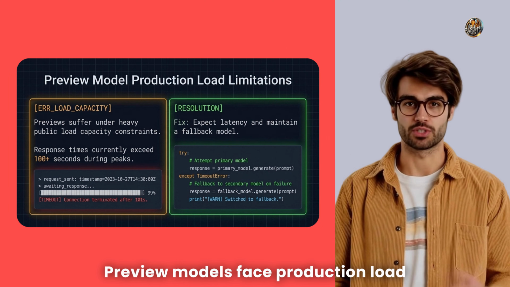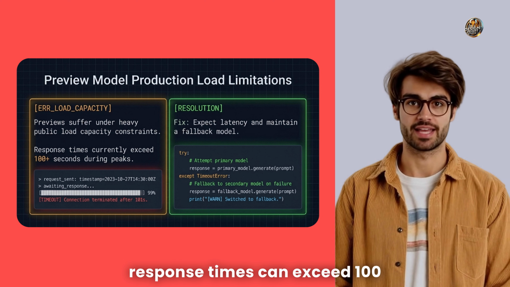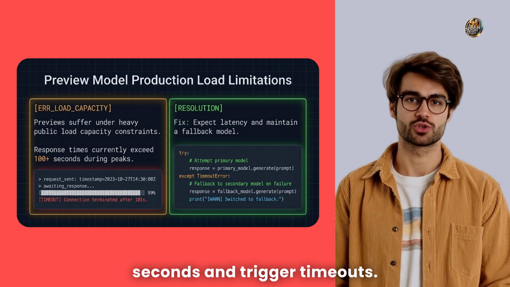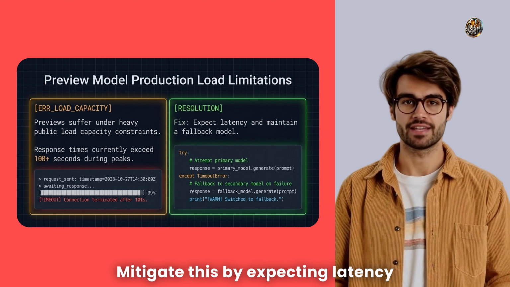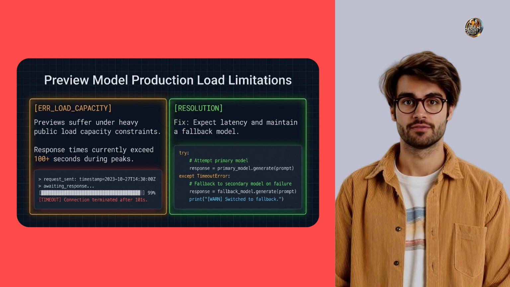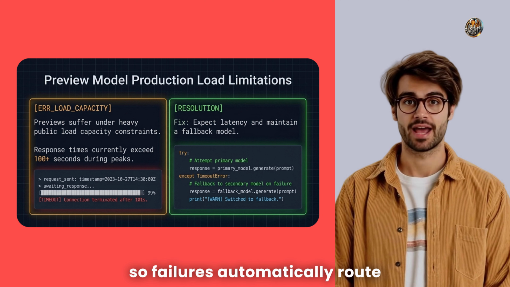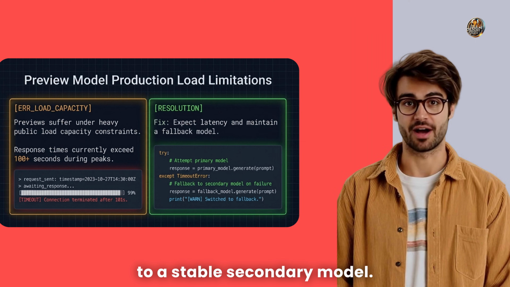Preview models face production load limits. Under heavy public traffic, response times can exceed 100 seconds and trigger timeouts. Mitigate this by expecting latency and implementing a fallback model. Wrap calls in try-except blocks so failures automatically route to a stable secondary model.